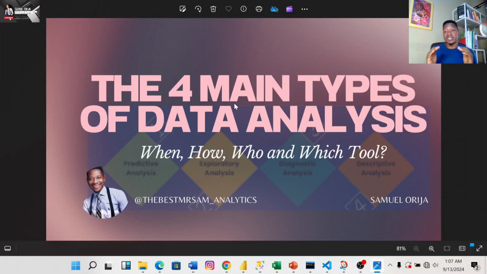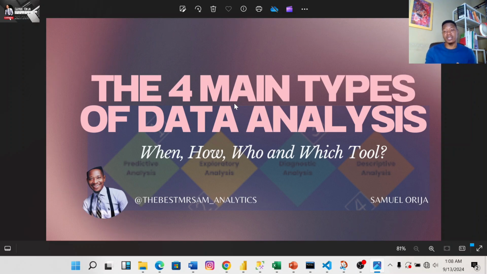Examine the four main types of data analysis. When we talk about the different types of data analysis that we have, there is some vital information that we need to put into consideration. One is, when do we apply this type of data analysis? The second thing is, how do we apply this type of data analysis? Then who can actually operate or carry out this type of data analysis? Now, what are the tools that this person would need?